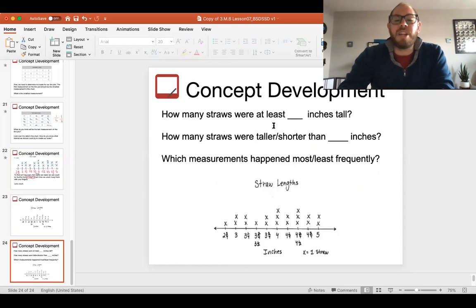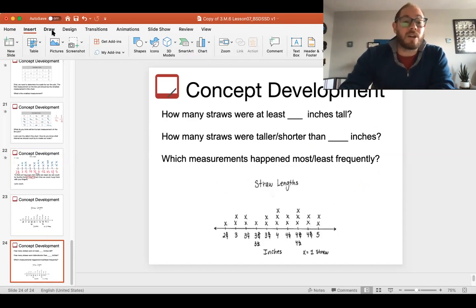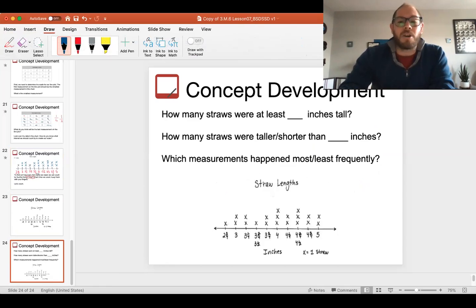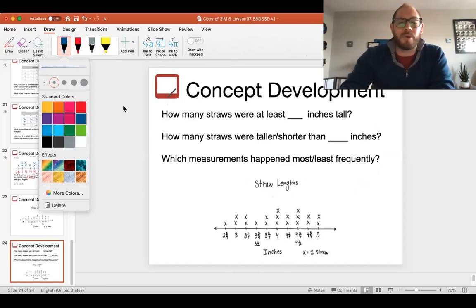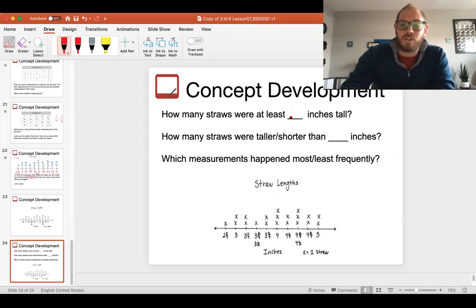All right, so now I'm going to ask you some questions, and we're going to look at the questions. And we are going to try to use the line plot. I just used the line plot they gave us because it's smaller than mine. And we're going to answer the question. So the first question says, how many straws were at least, let's say, 4 inches tall?